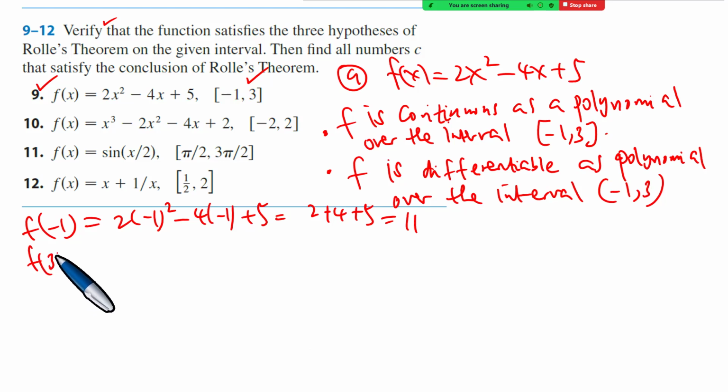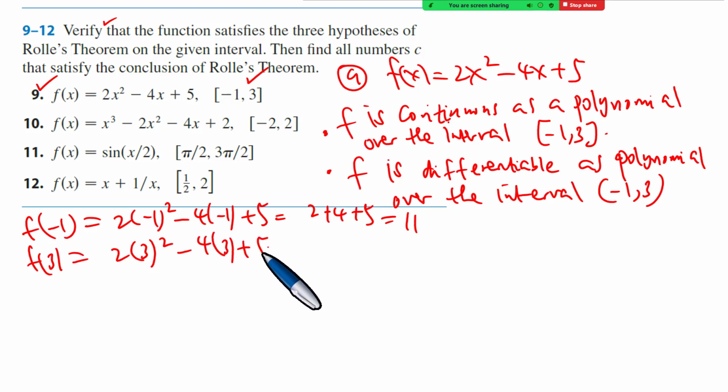And then we have f of 3. Check. Right, 2 into 3 squared, minus 4 by 3, plus 5. What is 3 squared? It's a 9. 2 by 9, 18 minus 12 plus 5. Okay, let's start by saying 18 minus 12. Right, we get a 6. A 6 plus 5 is 11.